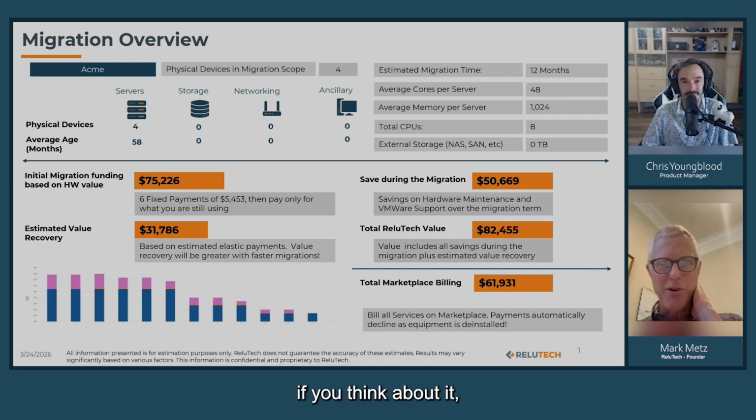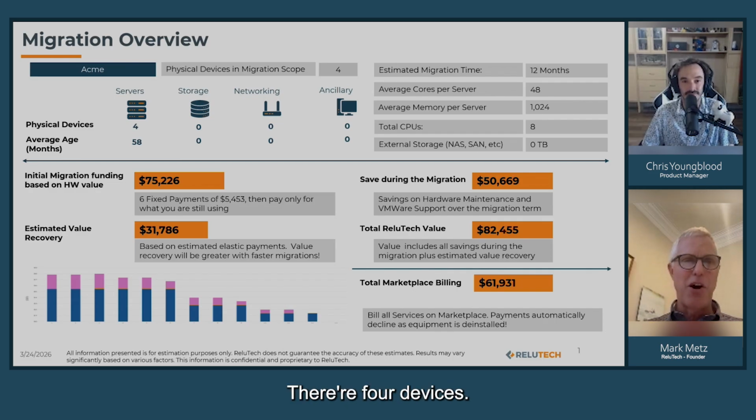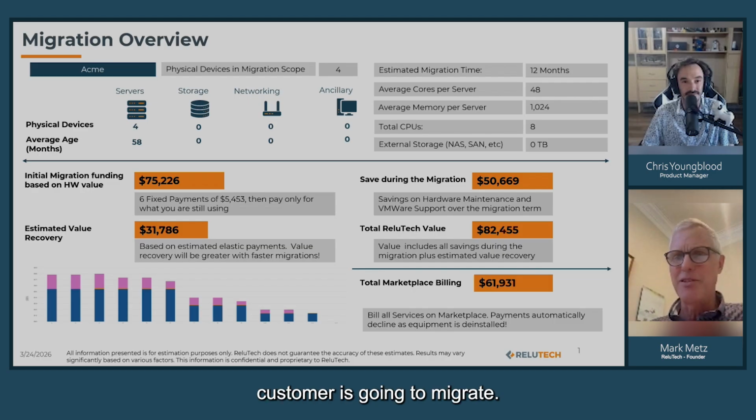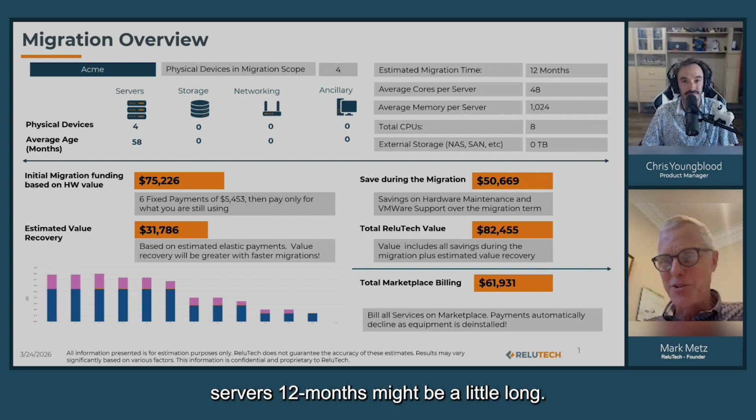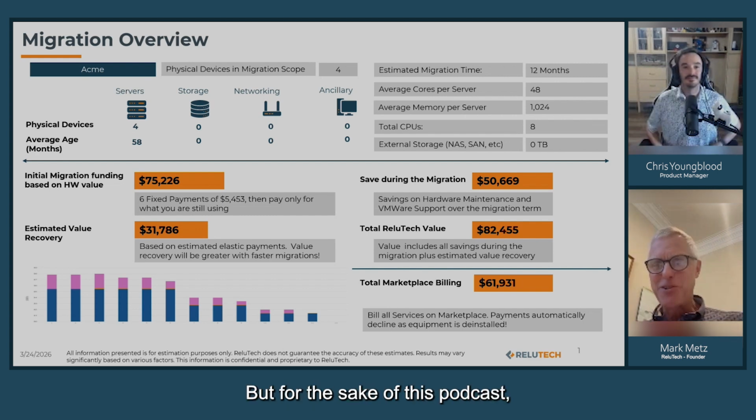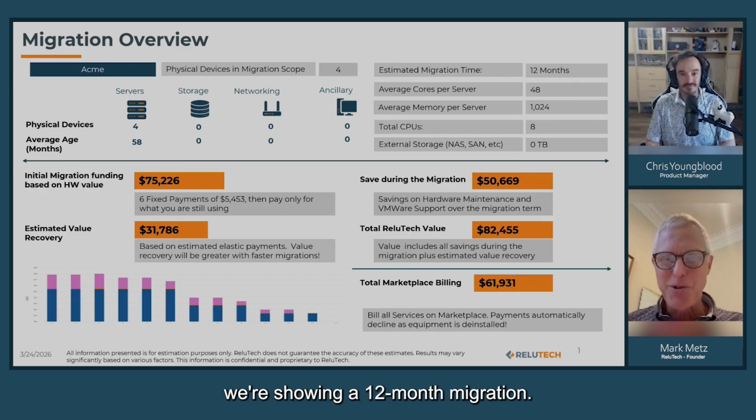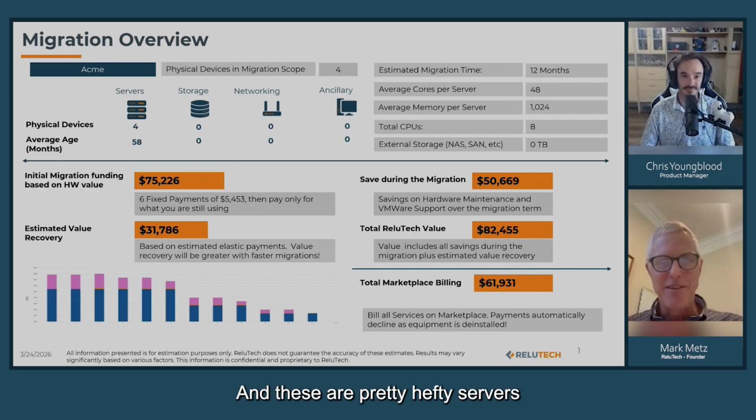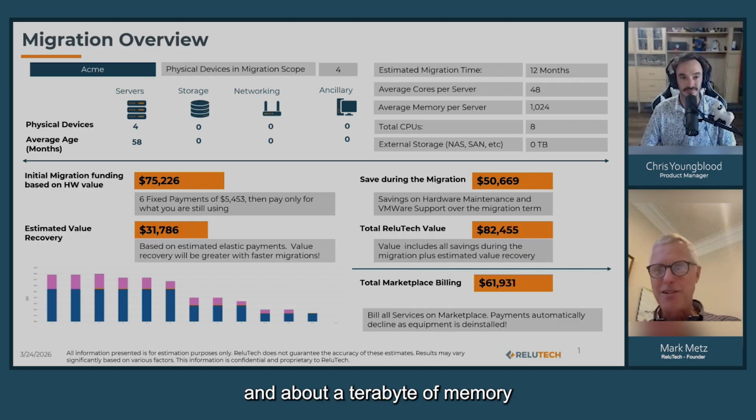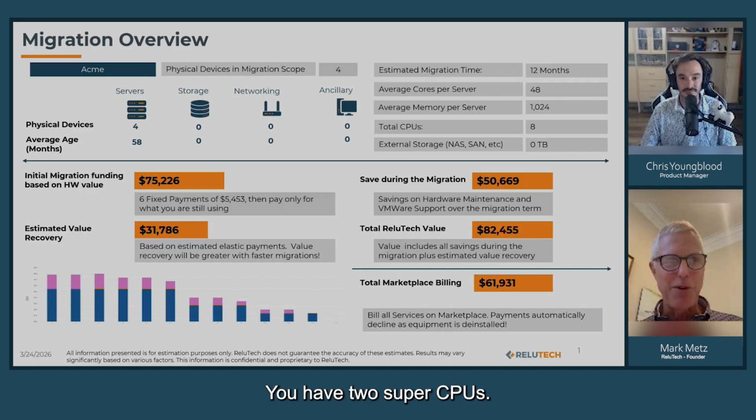So in this migration, if you think about it, it's small. There's 4 devices. You can see the physical devices in the scope that this customer is going to migrate. And for 4 servers, 12 months might be a little long. They could probably do this in 2 months, but for the sake of this podcast, we're showing a 12-month migration. And these are pretty hefty servers with 48 cores and about a terabyte of memory per server. They each have 2 CPUs.